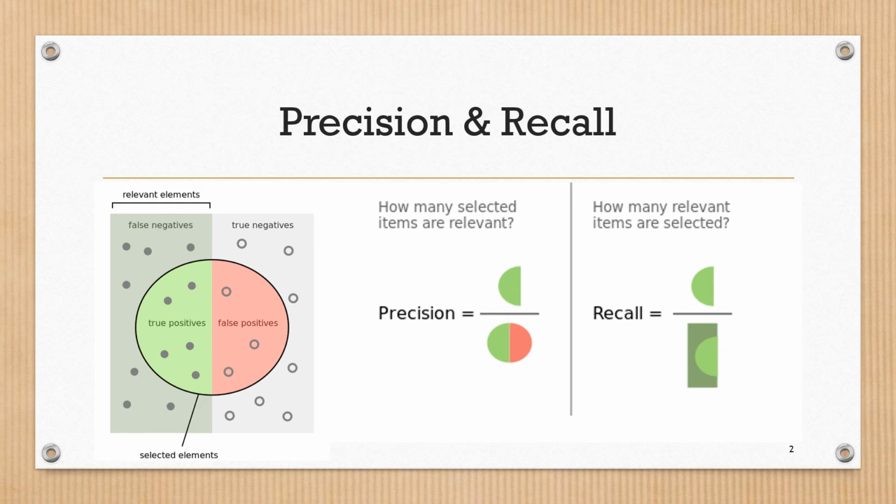Precision is defined as true positives divided by all selected items, which describes how many selected items are relevant. Recall is defined as true positives divided by all relevant items, which describes how many relevant items are selected. An algorithm with a high precision value and a high recall value indicates good performance.